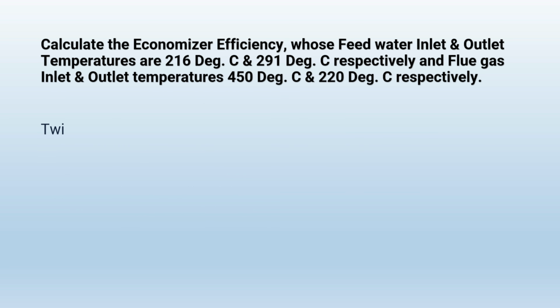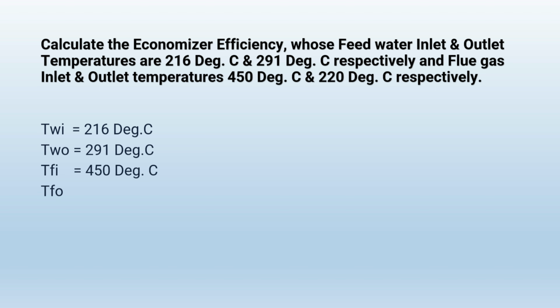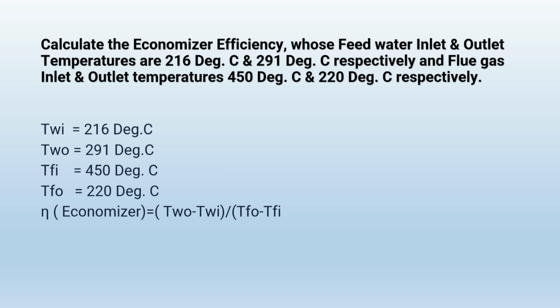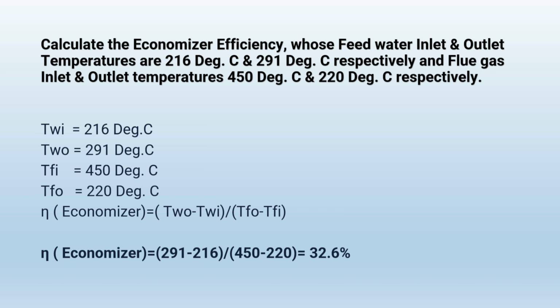We are taking an example to calculate the economizer efficiency. If the feed water inlet temperature is 216 degrees Celsius, the feed water outlet temperature is 291 degrees Celsius, the flue gas inlet temperature is 450 degrees Celsius, and the flue gas outlet temperature at the economizer is 220 degrees Celsius, then the efficiency of the economizer will be 32.6%.